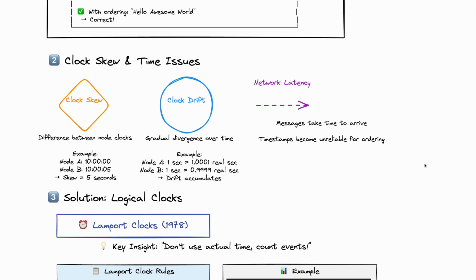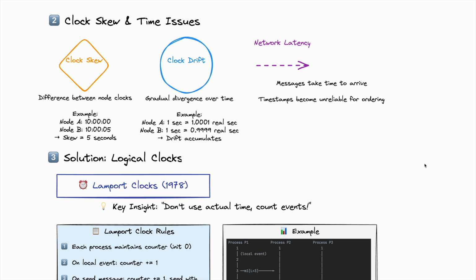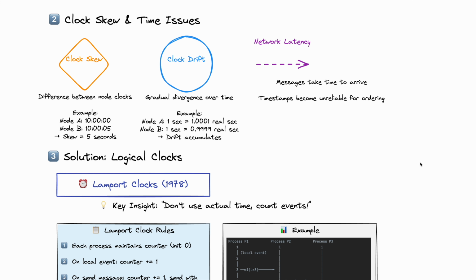So what are the main causes of improper ordering? Let's first take a look at the issues with clocks in distributed systems. The first one is clock skew, the difference between the node clocks. Let's say we have an example where there is a difference between the nodes. It may be very small, 5 milliseconds or 5 seconds, but we have that difference between the two nodes. That's the first example, a physical difference between the nodes.